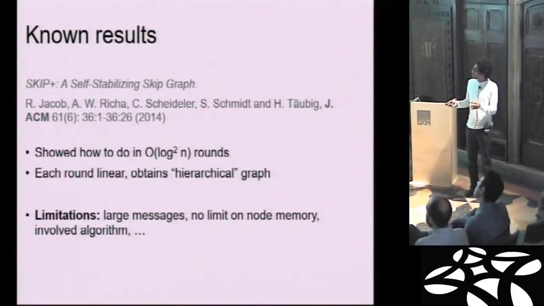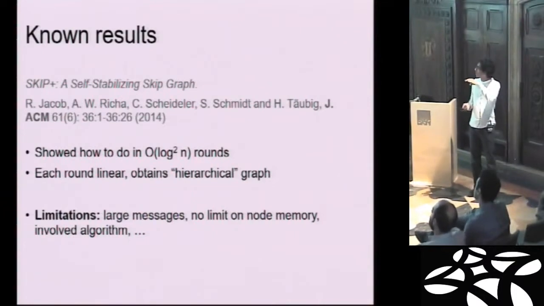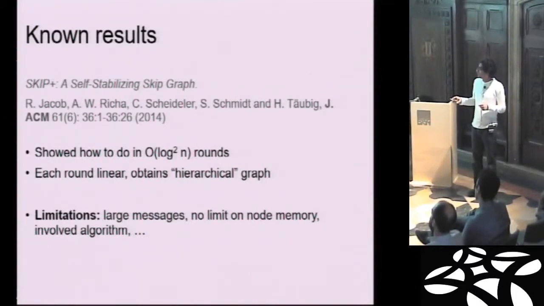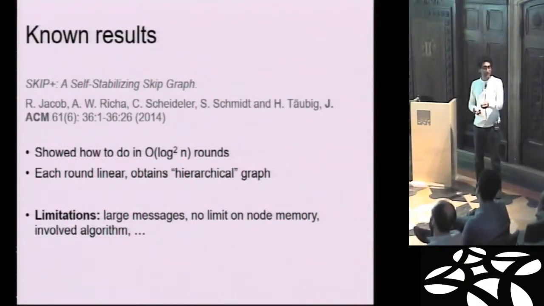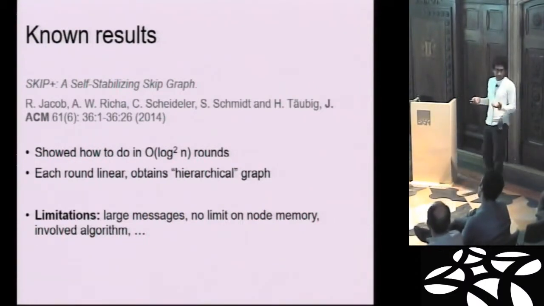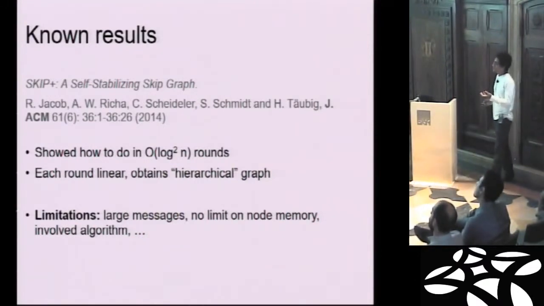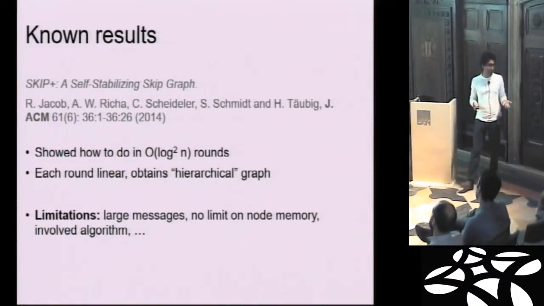But there are a bunch of limitations for these kinds of approaches. Firstly, it's a fairly involved algorithm, and it's a very coordinated, very synchronized algorithm. And the message sizes tend to be quite big. The total amount of work is bounded, but individual message sizes could be quite big. Also, the node memories could be quite large. So the question I'll try to address in this talk is: are there very simple protocols that allow you to end up with expanders?